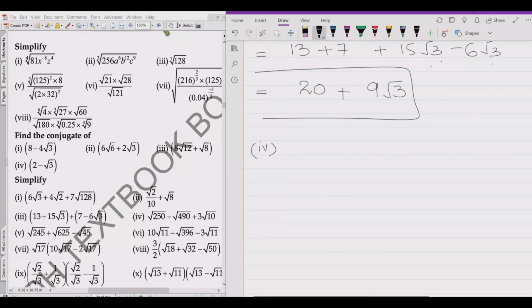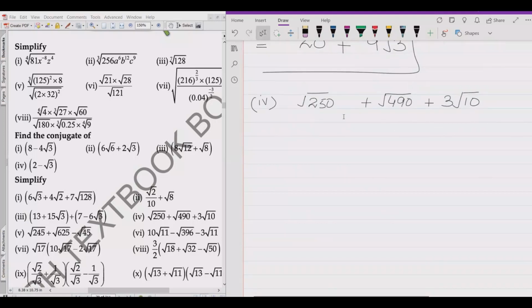Now we will solve question number 4. Question number 4 is root 250 plus root 490, and after that we have 3 root 10, right? So we can see that all these surds are different ones. So what we will do, we can simplify these surds, which are root 250 and root 490. So what we'll do is say here is 10. So we will simplify from this, like we will make a root pair here.